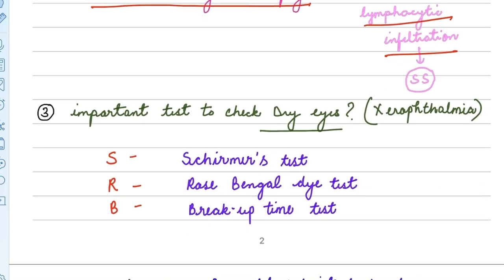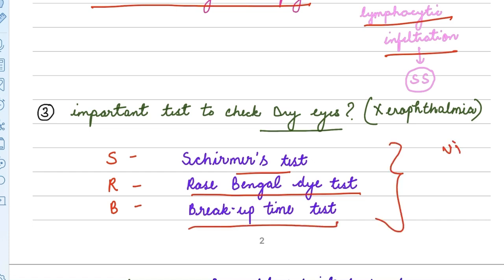Now there are certain important tests to check for xerophthalmia, that is dry eyes. First is SRB, where S stands for Schirmer's test, R stands for Rose Bengal dye test, and B stands for breakup time test. These tests are very important. They can be asked in your Viva as well as in NEET separately. When you are asked this question in short note or long note form, then you are supposed to write everything. Apart from that, there are certain pointers in this topic that can be asked separately in a Viva as well as in your NEET exams.